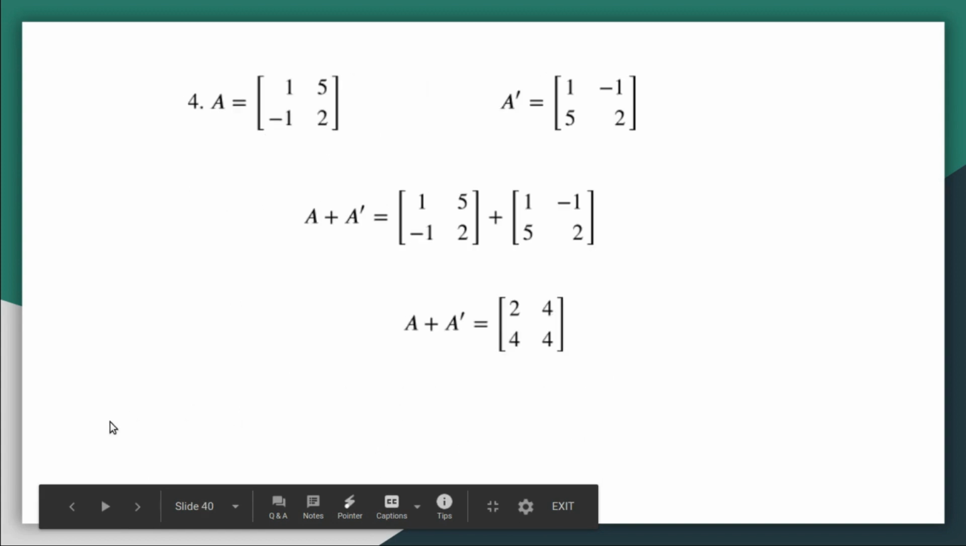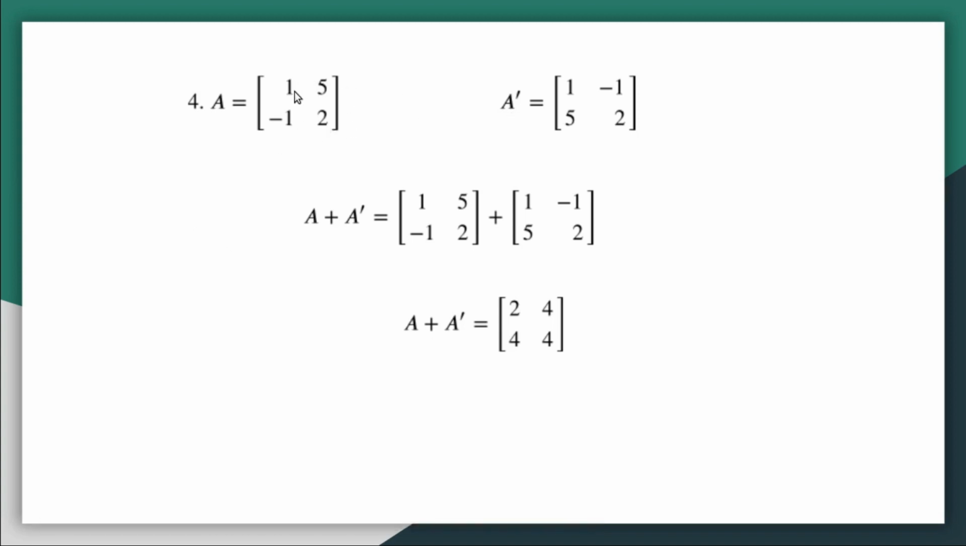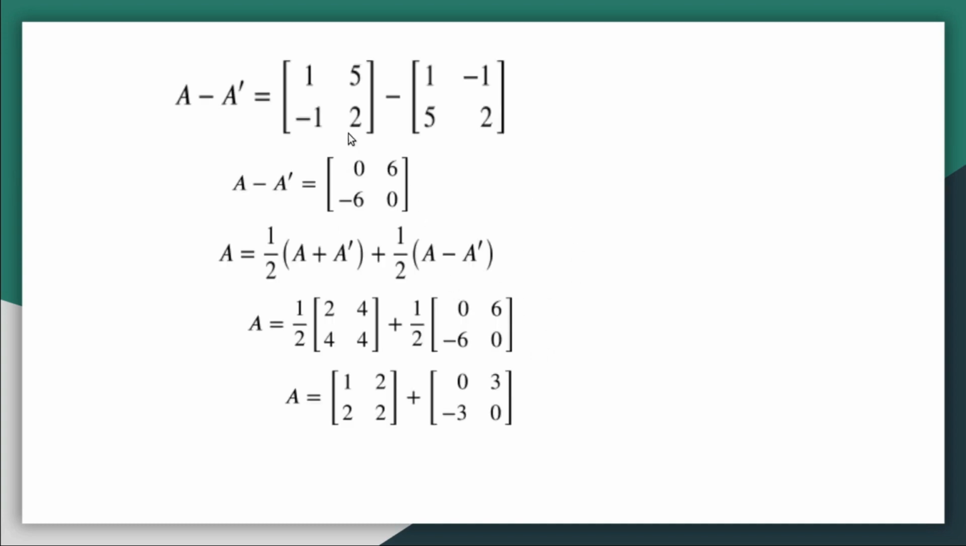Now fourth one, A equal to matrix 1, 5, minus 1, 2. Now A transpose, first row becomes first column. So first column is 1, 5, second column is minus 1, 2. Now A plus A transpose: 1 plus 1 is 2, 5 plus minus 1 is 4, minus 1 plus 5 is 4, 2 plus 2 is 4. A minus A transpose: 1 minus 1 is 0, 5 minus minus 1 is 5 plus 1, 6, minus 1 minus 5 is minus 6, 2 minus 2 is 0.